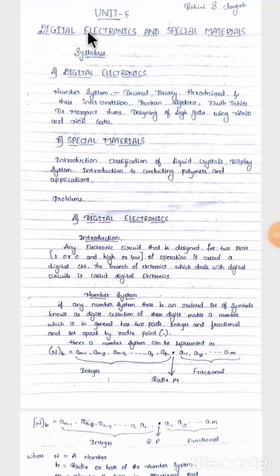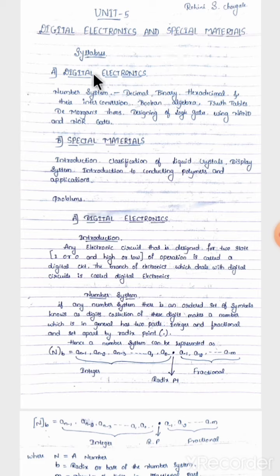Myself Rohini Chowgle. Okay, my chapter for you people is Unit 5 Digital Electronics and Spatial Materials. This is there in Physics paper 1. So in Physics paper 1, in that Unit 5 Digital Electronics and Spatial Materials, this chapter belongs to me.